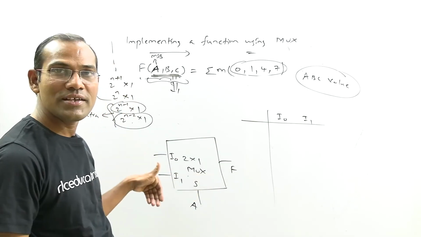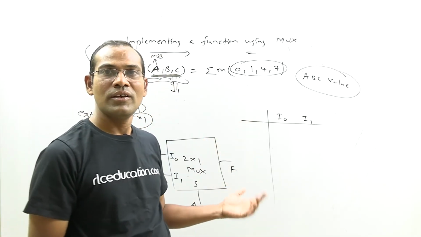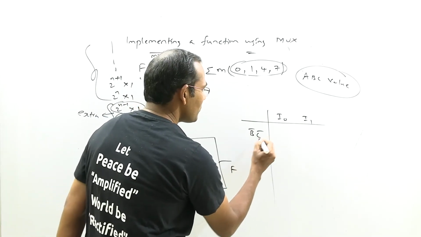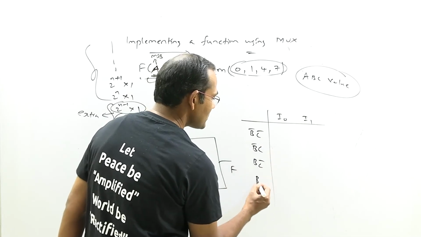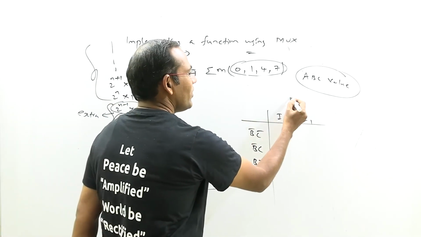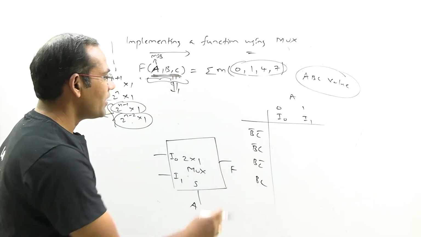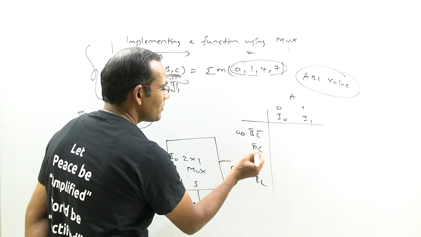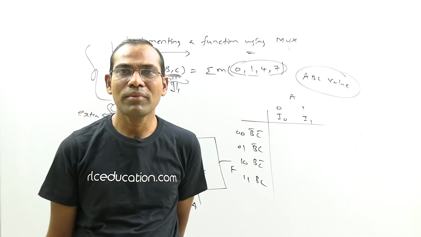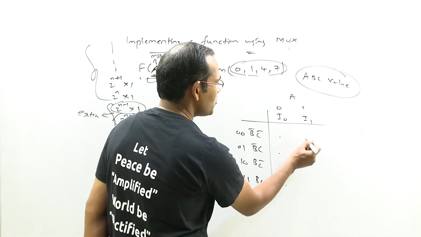So the remaining variables are BC. Write the remaining variable combinations: B bar C bar, B bar C, B C bar and BC. This side is A. When A is 0, I0 is selected. When A is 1, I1 is selected. B bar C bar means 0, 0. B bar C means 0, 1, then 1, 0, and 1, 1. They are the corresponding binary numbers. Now the next step is always to write the ABC value at each position.